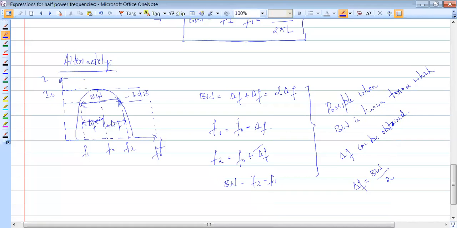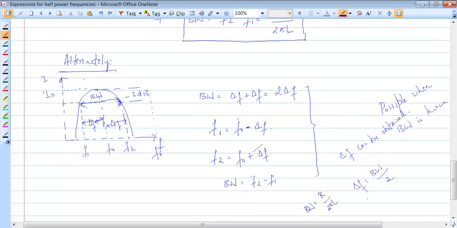Suppose they have not given you the bandwidth, how would you find it out? Bandwidth is given by R by 2 pi L. Do this, get the bandwidth and get your delta f. And once you get your delta f, you can get your f2 and also your f1 like this. Is it okay with everybody?